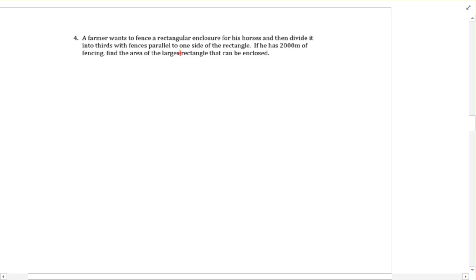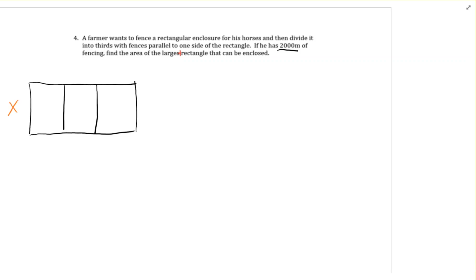Okay, so let's draw a picture here first. He wants to make a rectangular fence, right? And he's going to divide it into thirds, so there and there. And all of this length needs to add up to 2,000 meters because that's how much fencing he has. So we're going to call this side of the fenced enclosure X. We are going to call the bottom side length Y. And we're going to be able to figure out what those two lengths are.